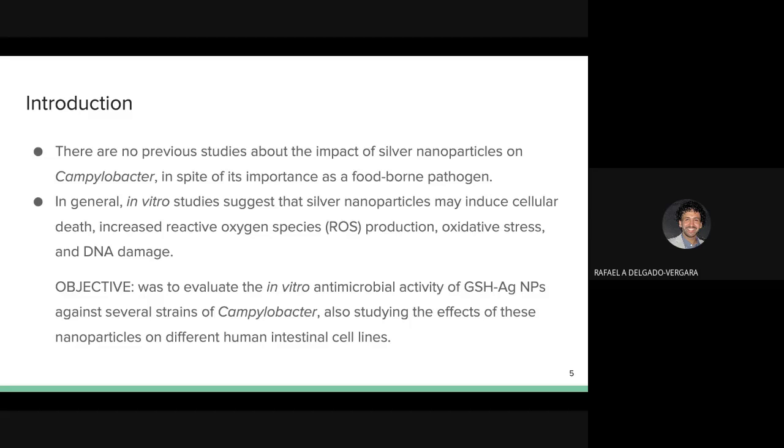The objective of this study, the main objective, was to evaluate the in vitro antimicrobial activity of GSH-AgNPs, glutathione silver nanoparticles, against several strains of Campylobacter, as we discussed, also including the study of the effects of these nanoparticles on different human intestinal cell lines.